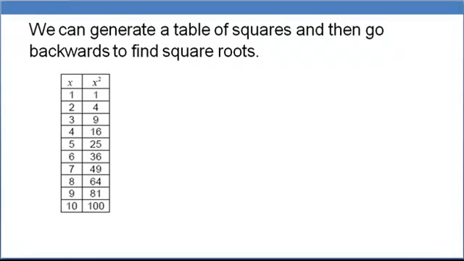We can generate a table of squares. To generate the table, I have just taken numbers 1 through 10 and multiplied them times themselves to give x squared. Now, if I want to find a square root of something in the second column, I will just go backwards. So if I want the square root of 49, I'll just find the 49 and go backwards. The square root is 7.